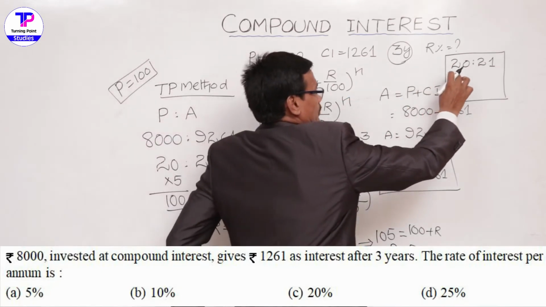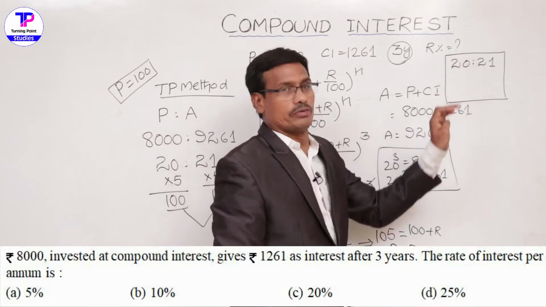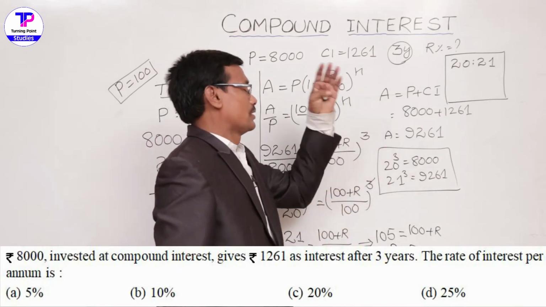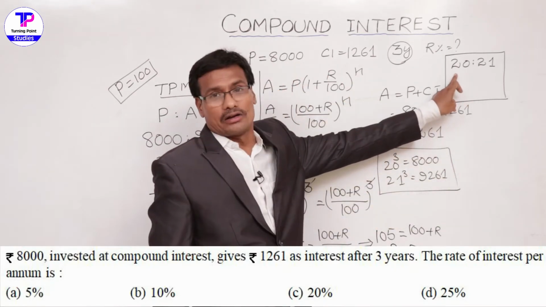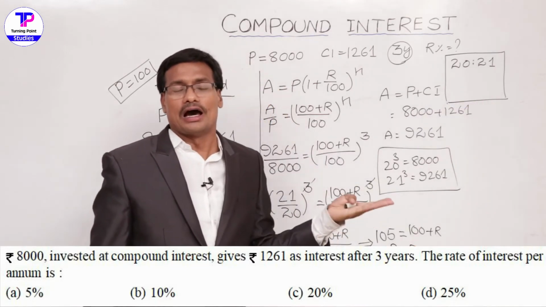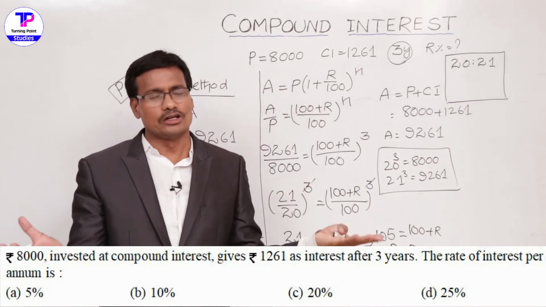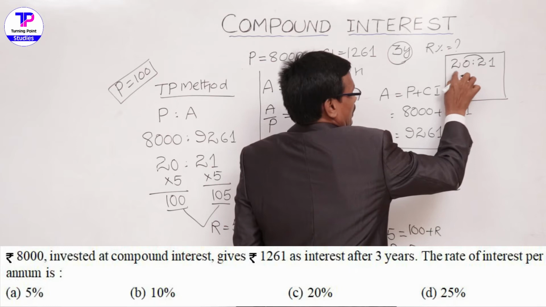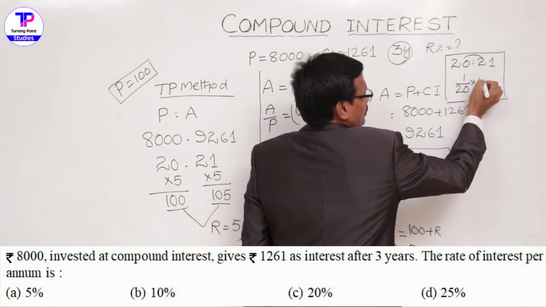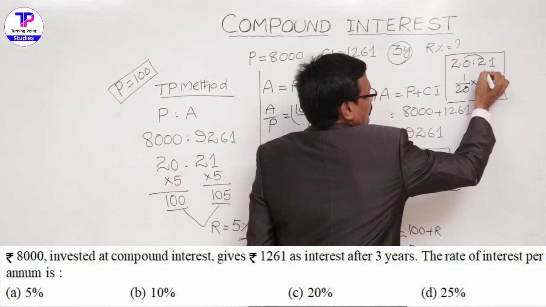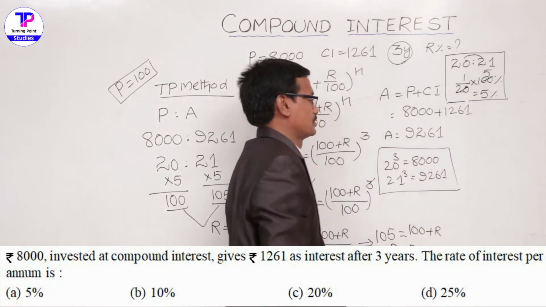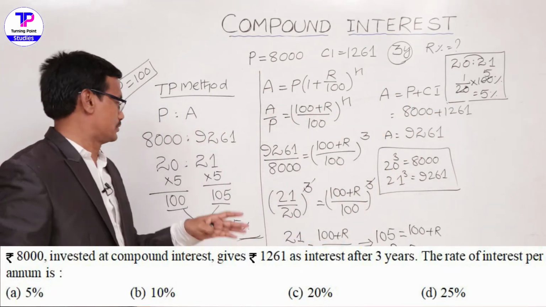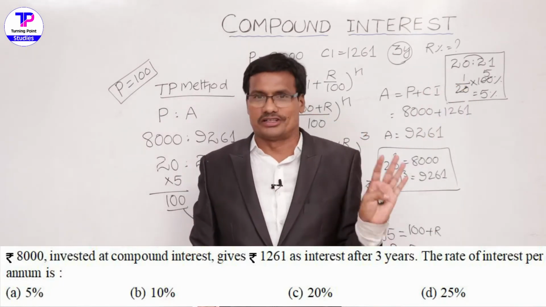Now 20 is to 21. What is the difference between 20 and 21? 1. Now we write the percentage form. Otherwise, keep it in your mind. Here, how many times to get 100? 5 times. 5 times is how much? 105. The difference between 100 and 105 is 5%. Or we can say the difference is 1, so take the P value: 1 by 20 into 100% is equal to 5%. You may follow this method or that method as you wish.